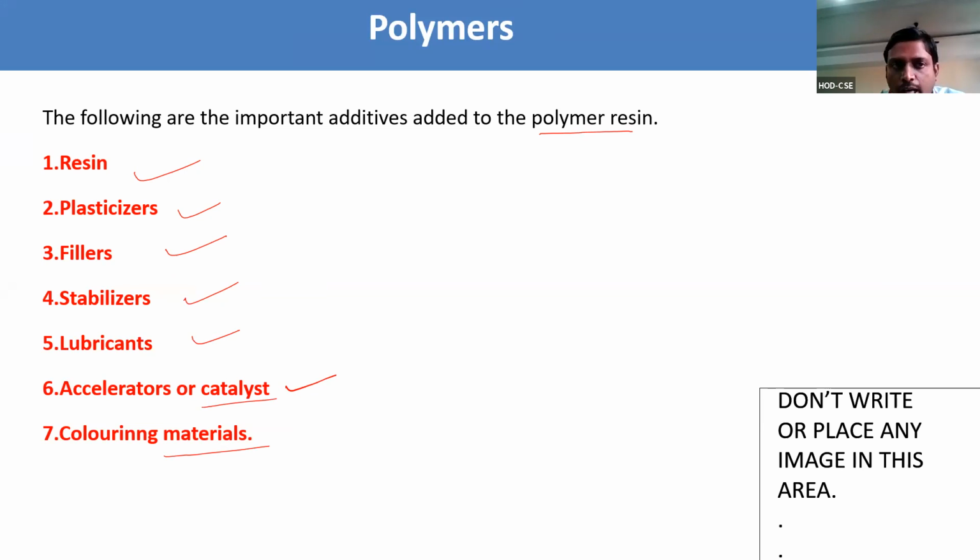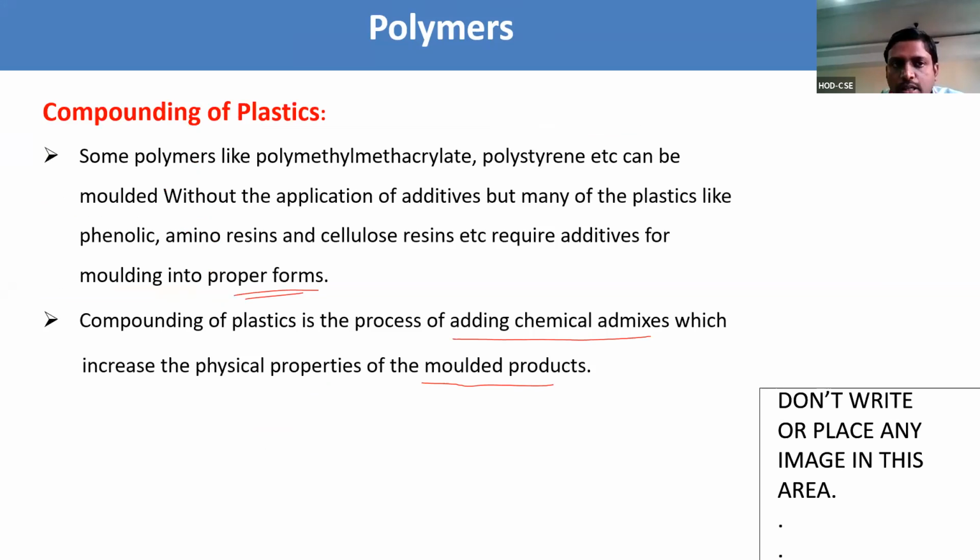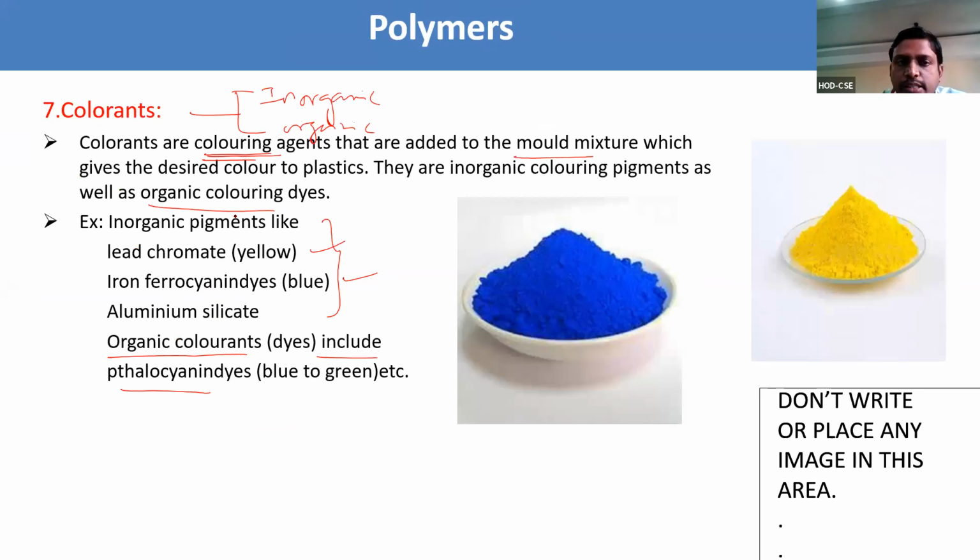Coloring materials are added to the molding mixture to give the desired color to the plastics. They are inorganic coloring pigments as well as organic coloring dyes. Inorganic pigments are like lead chromate, lead ferrocyanide, and aluminum silicate. Organic coloring includes phthalocyanine dyes, which are blue to green in color.